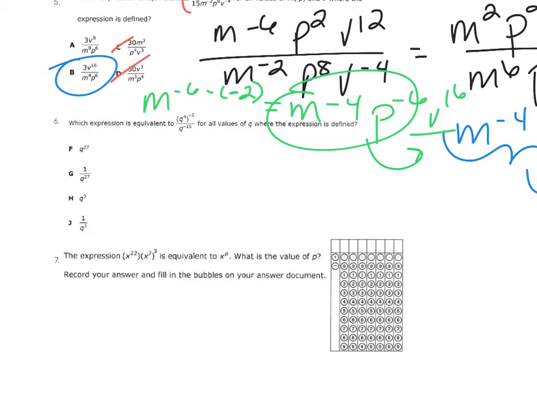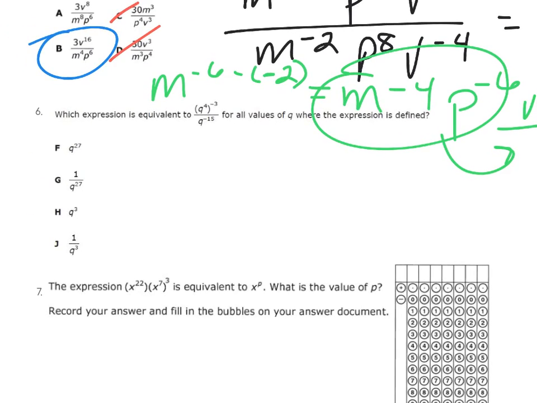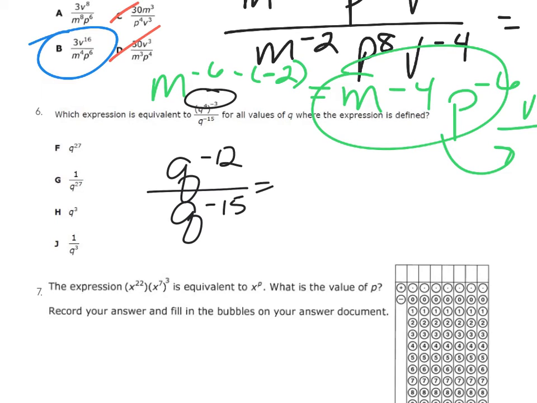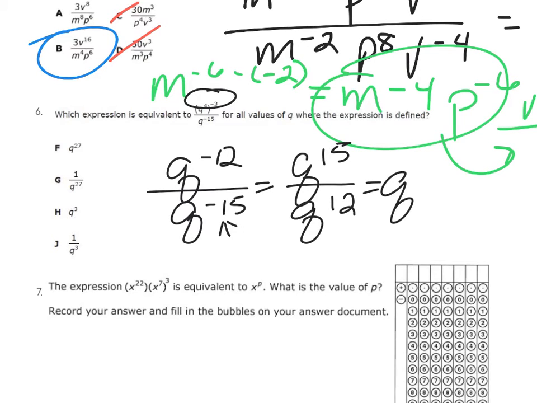Okay, all right, number 6. Okay, so this is going to be power to a power and our quotient rule. So, I need to make it bigger, I can't see these numbers. Oh, 4 and negative 3. So that says that I multiply those together. So q to the negative 12 over q to the negative 15. Well, this is negative, so it goes underneath. That's negative, so it comes up here. 15 minus 12 is q to the third.